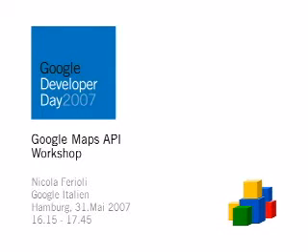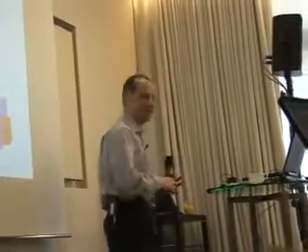My name is Nicola Ferioli. I work for Google in Italy at the Milan office. I will present this workshop about Maps API. I have a few people helping me. Actually, I'm sorry that their names are mostly out of the screen. Anyway, I will let them introduce themselves very briefly. Most of them are from the Zurich team.